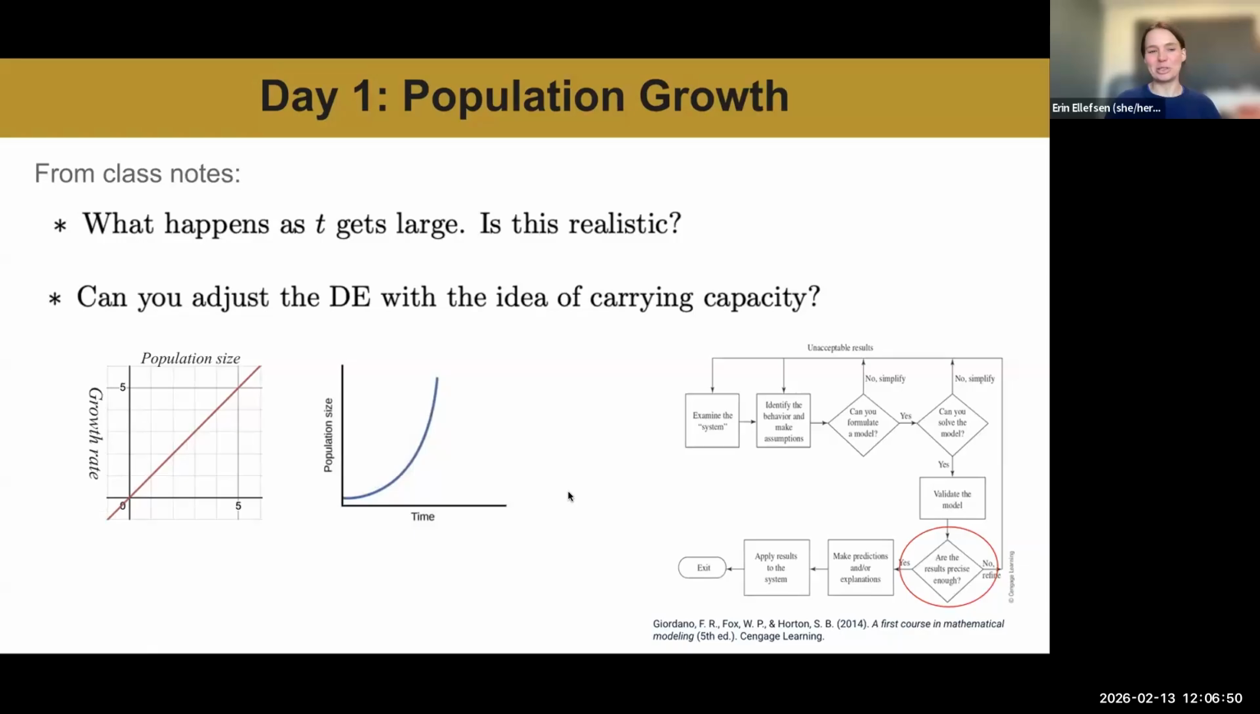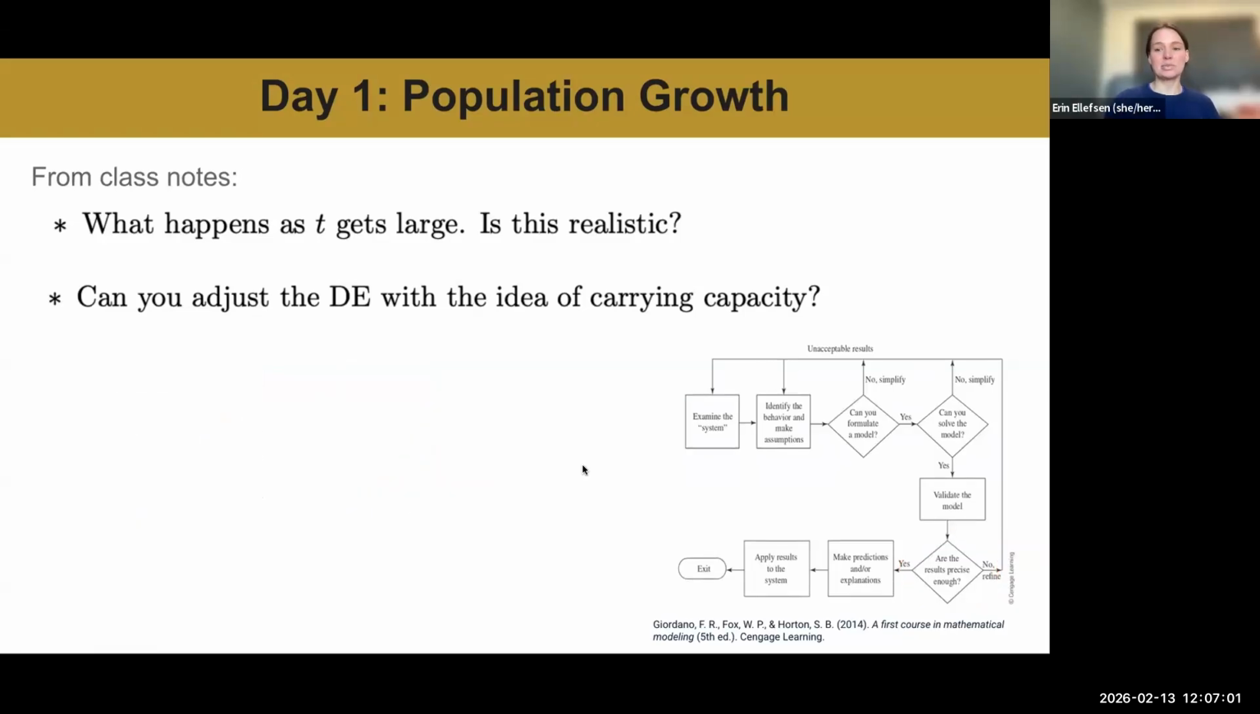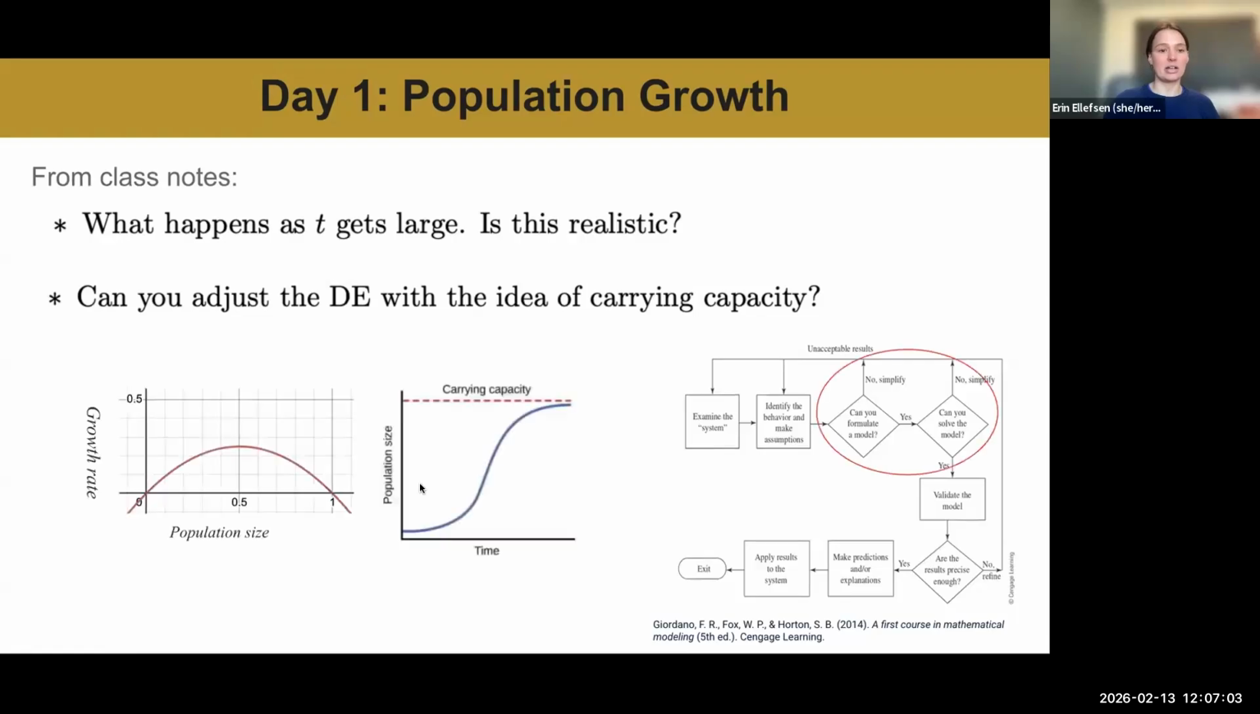I give them the solution. We don't know how to solve it yet. It's day one. But usually they say, yeah, this population isn't going to be infinite. We need to adjust this. And then we spend some time in class talking about carrying capacity.